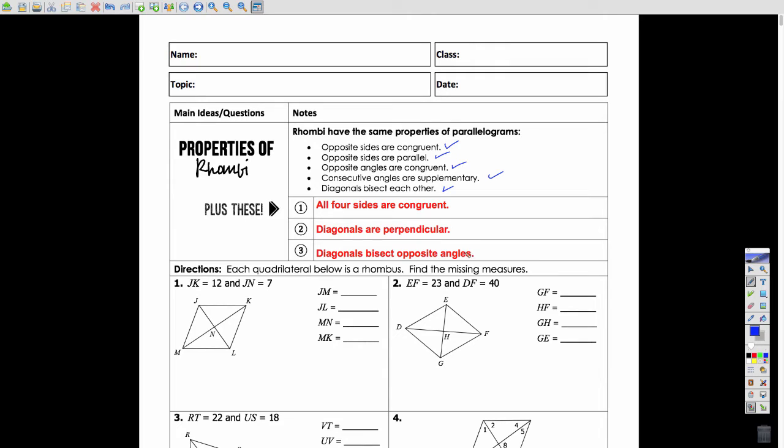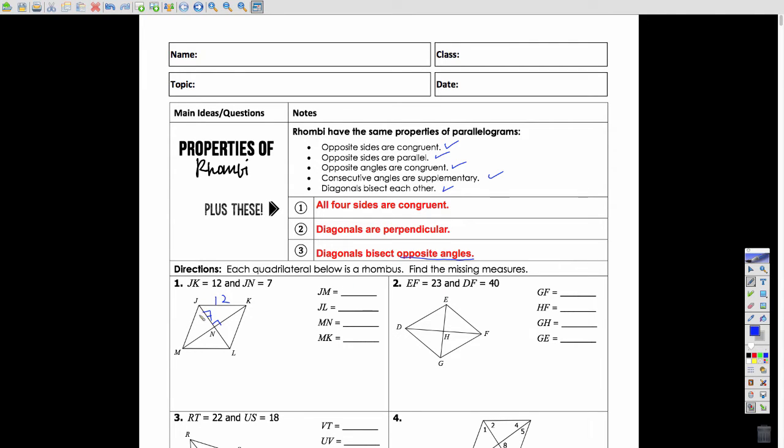to each other. Finally, their diagonals not only bisect each other, they also bisect opposite angles. So they're angle bisectors, right? So now let's look at some examples here. Here I have JK at 12, JN at 7. Now, because it's a rhombus, that's given, so I've got 90 degrees here. And now that will allow me to fill in these blanks here.